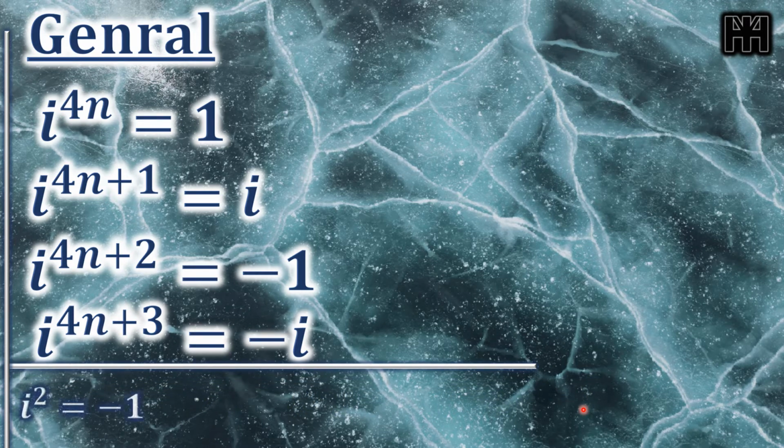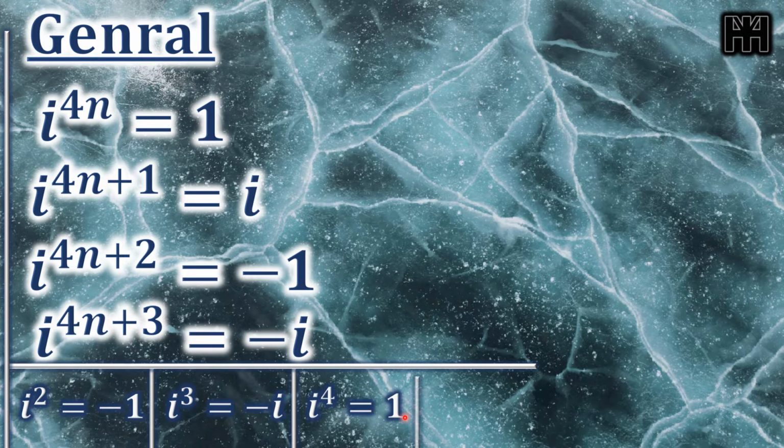So let's remember, i squared will be negative 1, and i cubed will be negative i, and i to the power 4 is 1. And finally, i to the power 5 is positive i. And this is the general formula for higher powers. i to the power 4n equals 1, i to the power 4n plus 1 equals i, i to the power 4n plus 2 equals negative 1, i to the power 4n plus 3 will be equal to negative i.